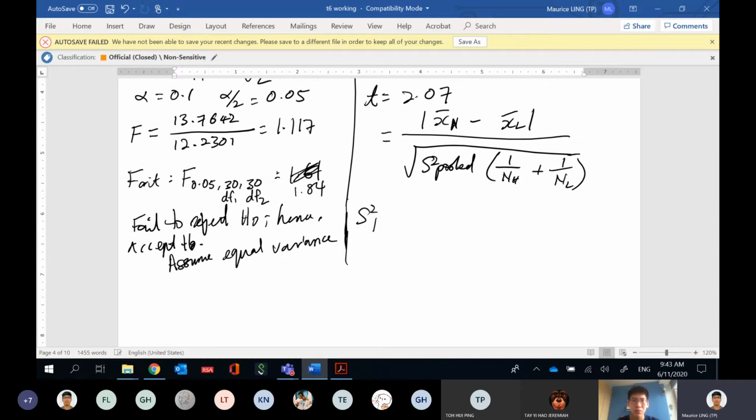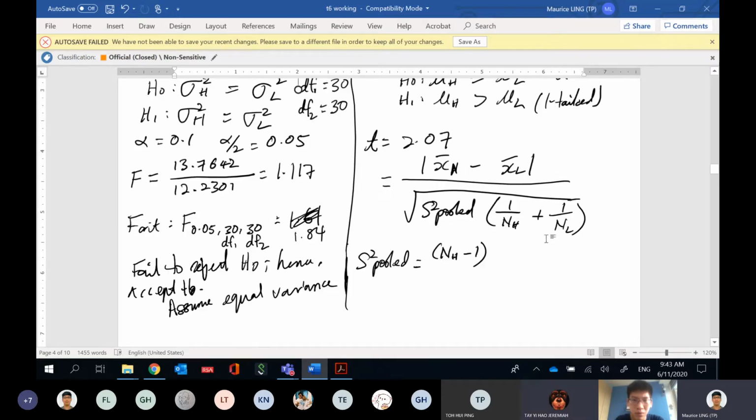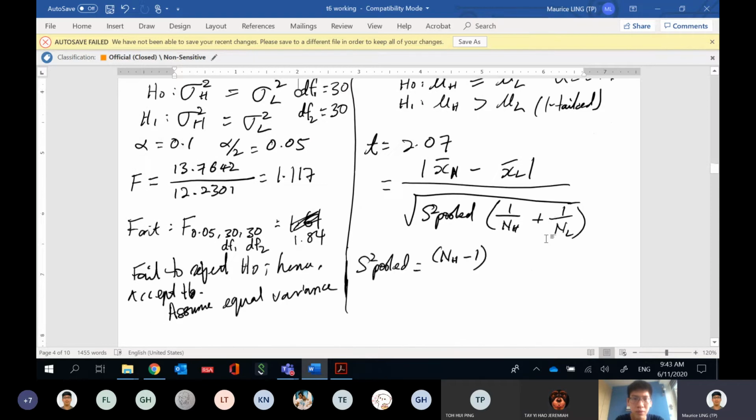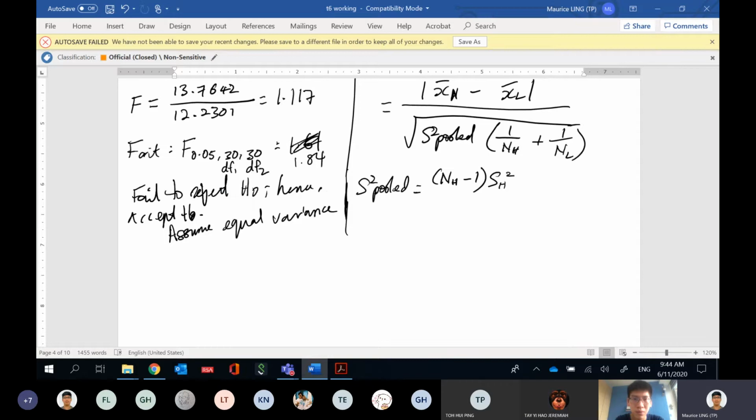Now, S square pool, the formula will be your sample size minus 1, basically your degrees of freedom, multiplied by the sample variance, plus the same for the other sample, divided by the sample sizes added up, minus 2. Okay, so make sure you get all this right.